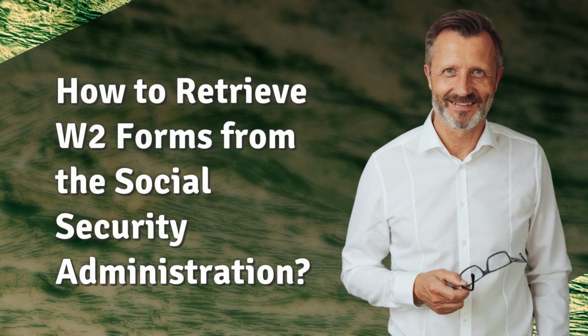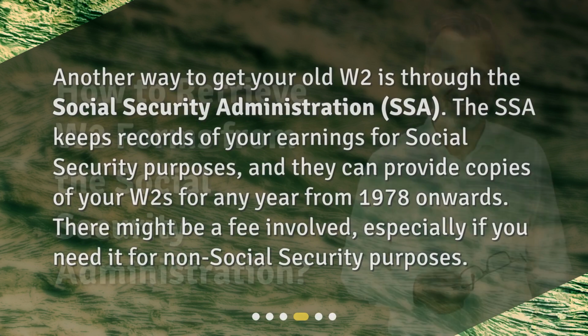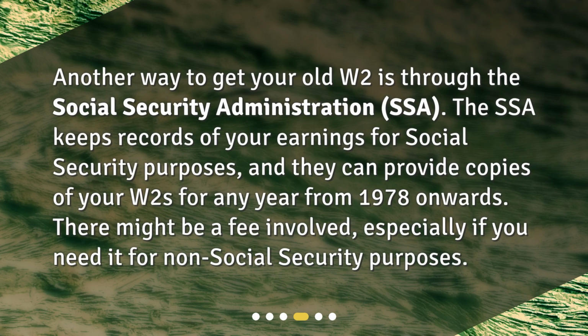How to retrieve W-2 forms from the Social Security Administration? Another way to get your old W-2 is through the Social Security Administration, SSA. The SSA keeps records of your earnings for Social Security purposes, and they can provide copies of your W-2s for any year from 1978 onwards. There might be a fee involved, especially if you need it for non-Social Security purposes.